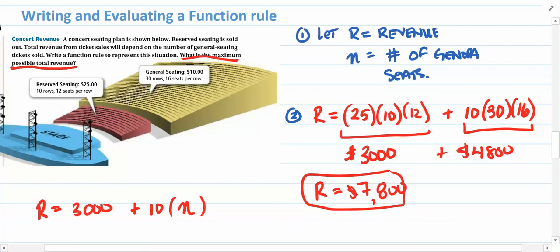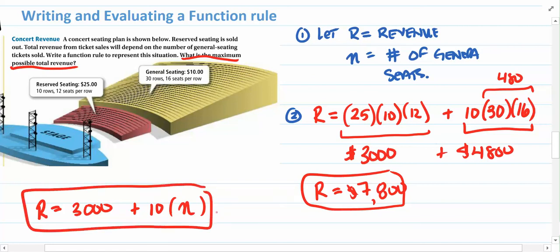So we would plug in 480 for the general seats. This number right here gives us the 480 because there are a grand total of 480 seats. So this right here represents the function rule, and this value right here represents the maximum, and we get that maximum from plugging in a grand total of 480 seats into the number of general seats.